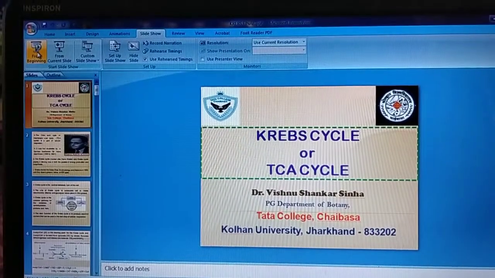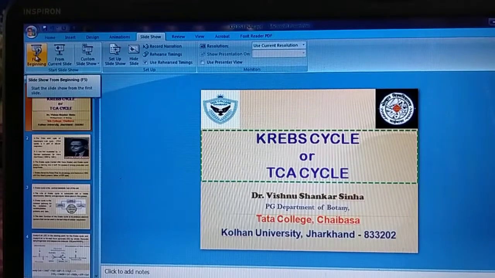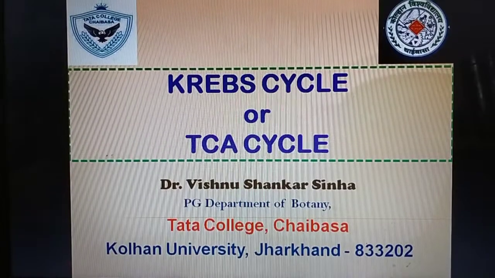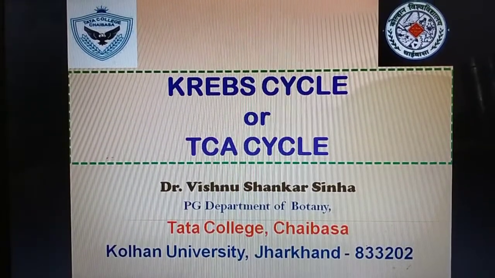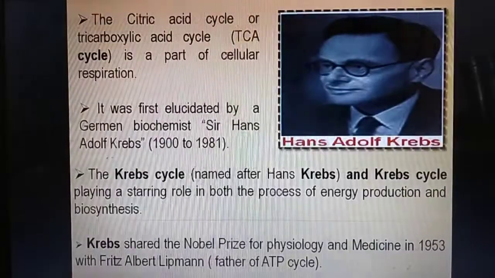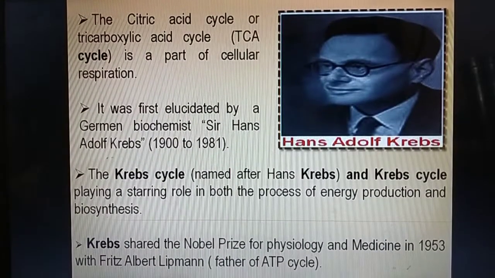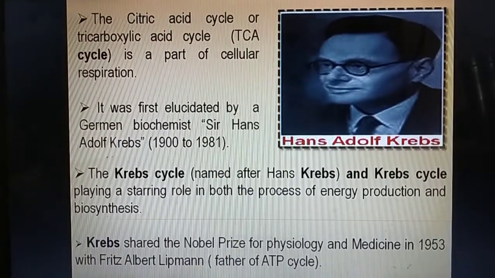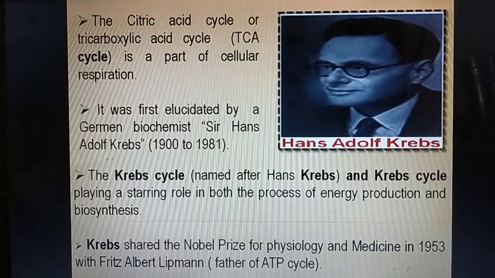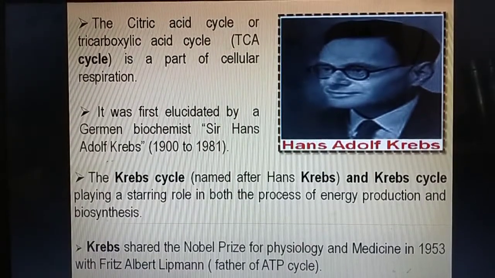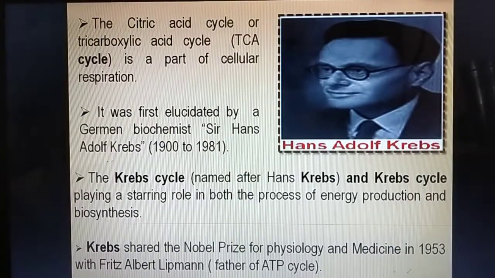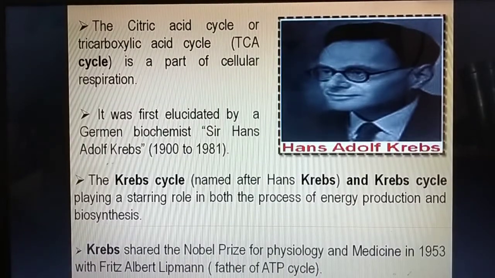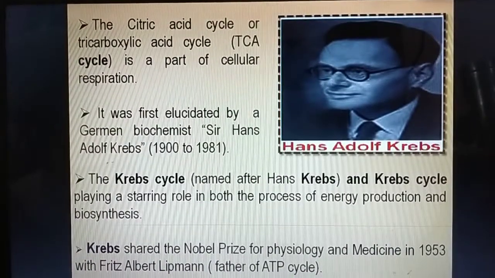Today I am going to discuss the Krebs cycle or tricarboxylic acid cycle. The Krebs cycle is the aerobic respiration of eukaryotic cells. The citric acid cycle or tricarboxylic acid cycle is a part of cellular respiration. It was first elucidated by a German biochemist, Sir Hans Adolf Krebs, and the Krebs cycle is named after Hans Krebs. The Krebs cycle plays a starring role in both the process of energy production and biosynthesis.